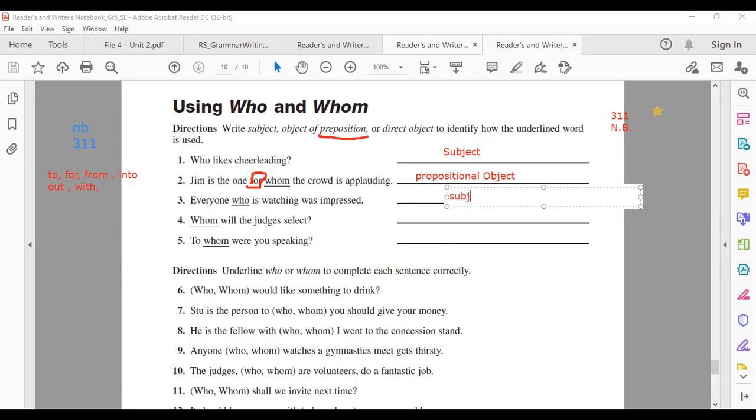Because the who is subject. Because who is related to the subject and it comes before the verb. What is the verb? Watching. It is watching, so it comes before it, then this is the subject. Amazing, Jury. Okay, number 4.